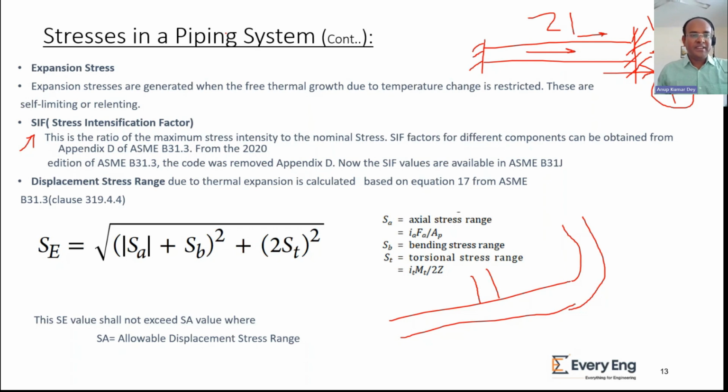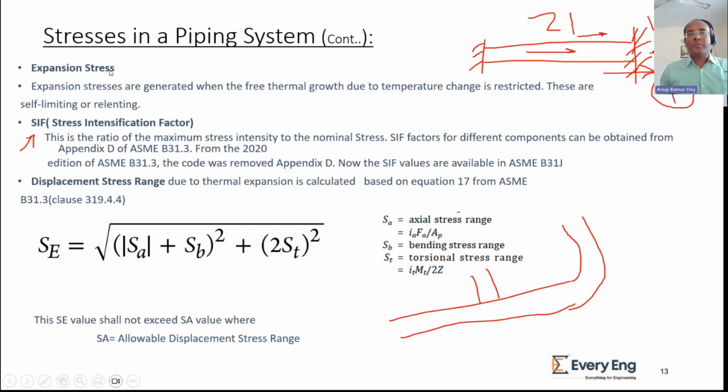So how can we define it? This is defined as the ratio of the maximum stress intensity to the nominal stress. The value of SIF is always greater than or equal to 1. It should never be less than 1. Earlier in ASME B31.3 there was an Appendix D, which gave us the equations for calculating the stress intensification factors, but now they have removed that appendix from the code and prepared a separate code known as ASME B31J. So now we have to find these values from this code, ASME B31J.